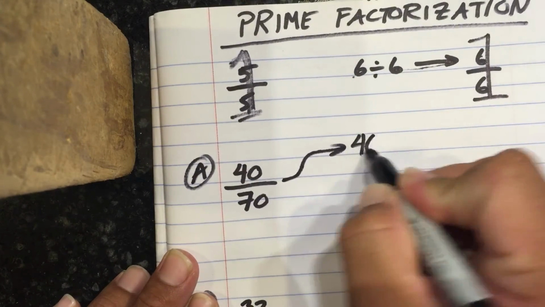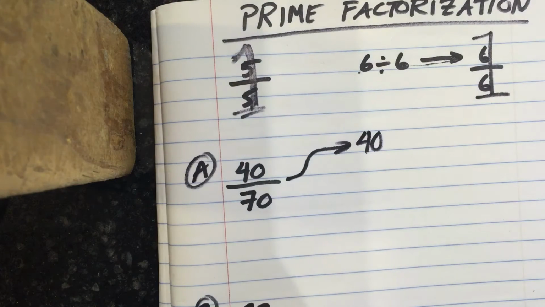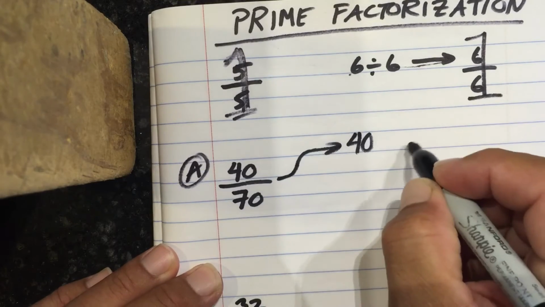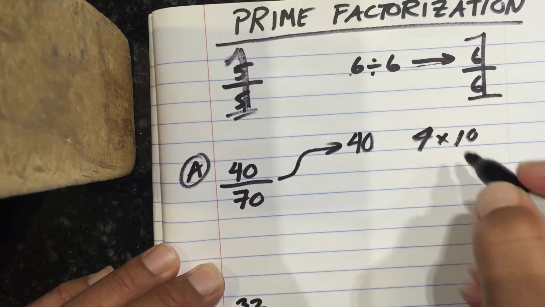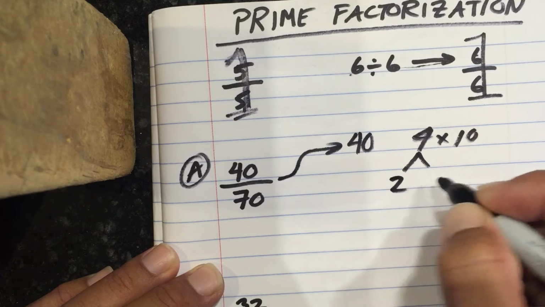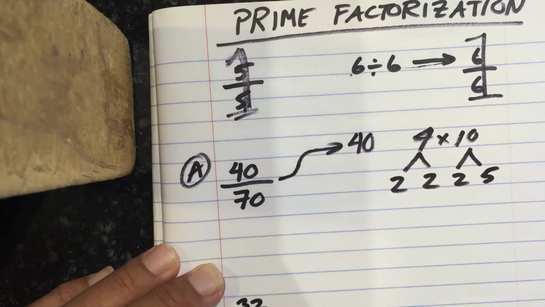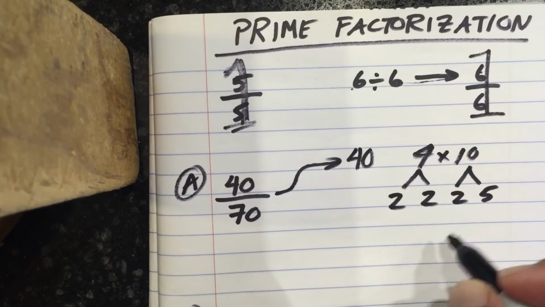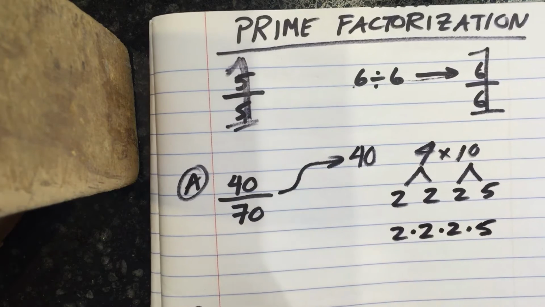For example, 40, I can break it down into 4 times 10. I can also break that further down. The 4 I can break into a 2 times 2, and the 10 into a 2 times 5. So the prime factorization of 40 is 2 times 2 times 2 times 5.